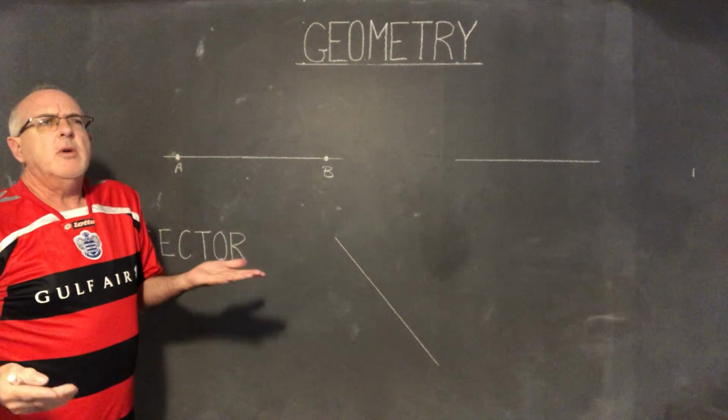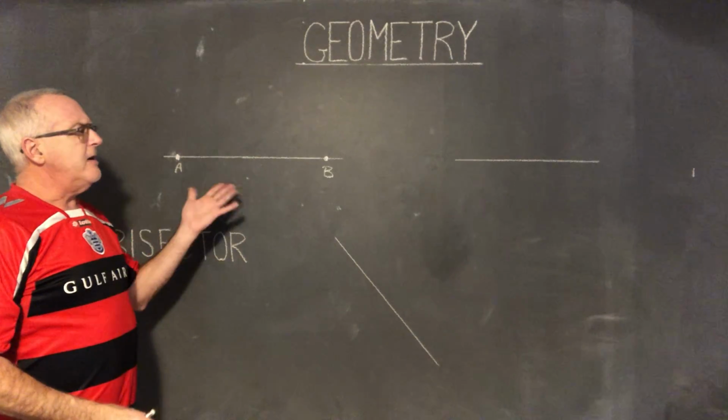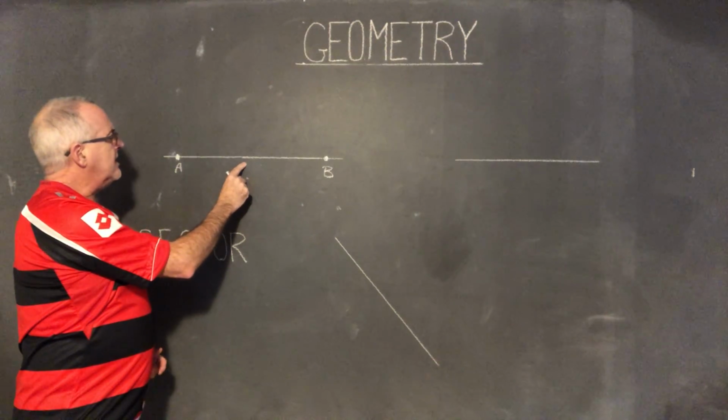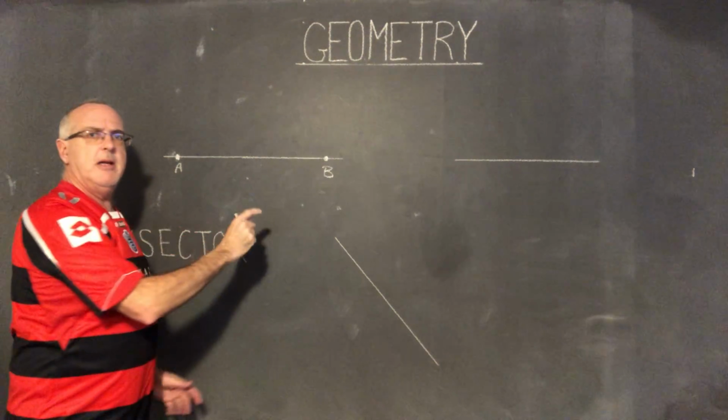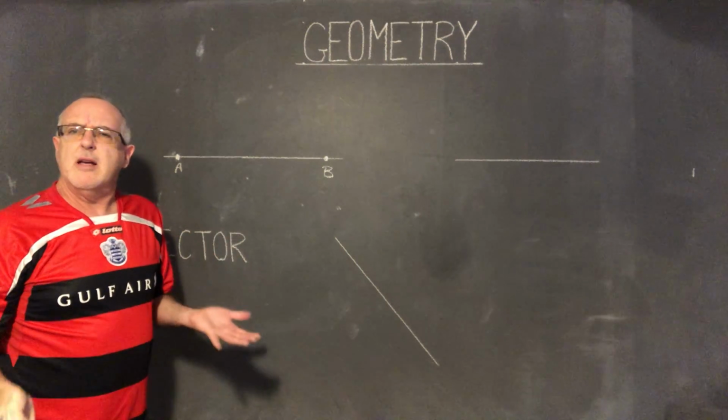Well, to bisect it, what can I do? I'm cutting it in half. That's what bisect means. So to cut it in half, how will I do that? I have to find the midpoint. I have to find a point that's exactly halfway between A and B, and that's where I have to cut the line.